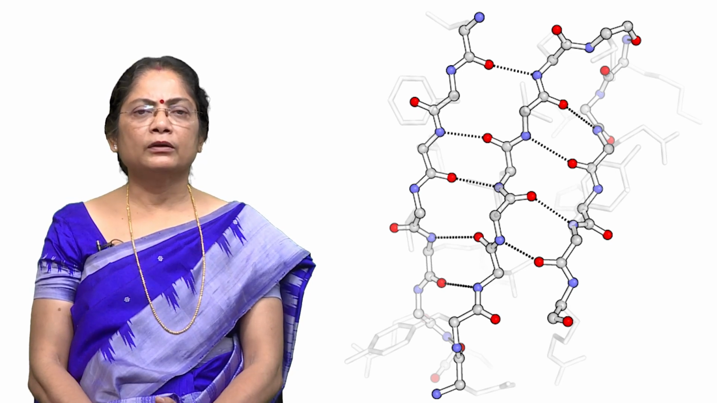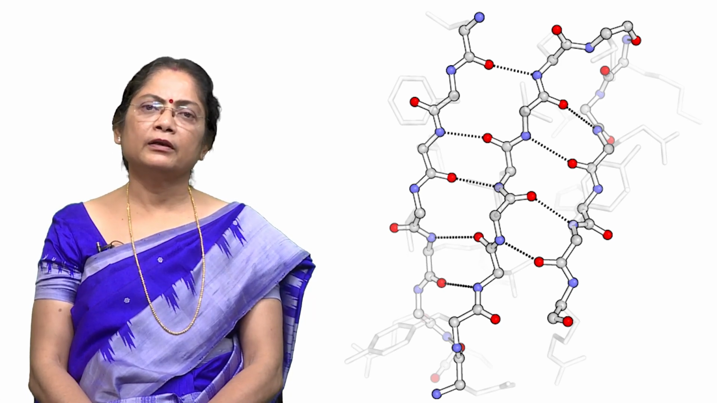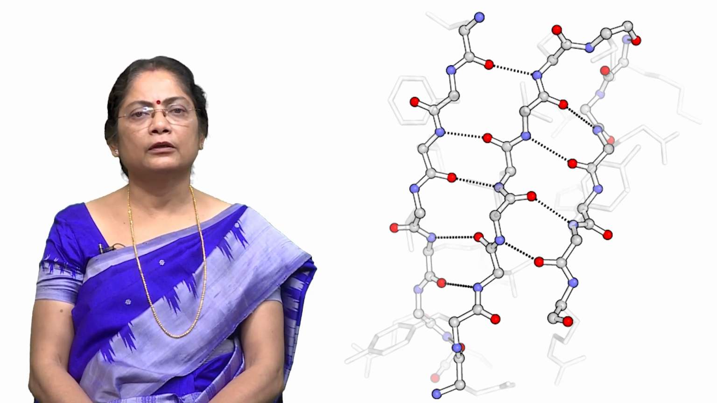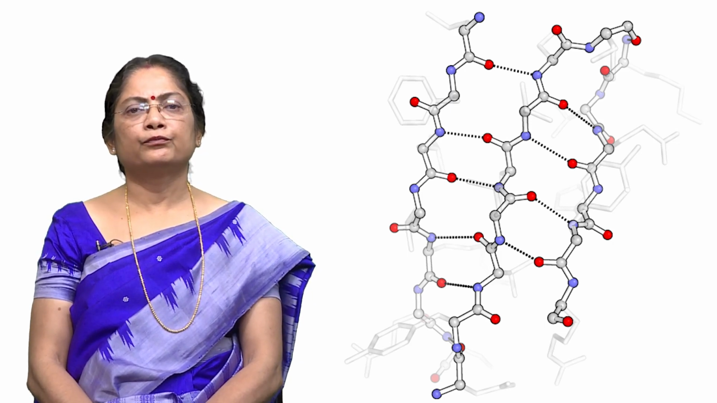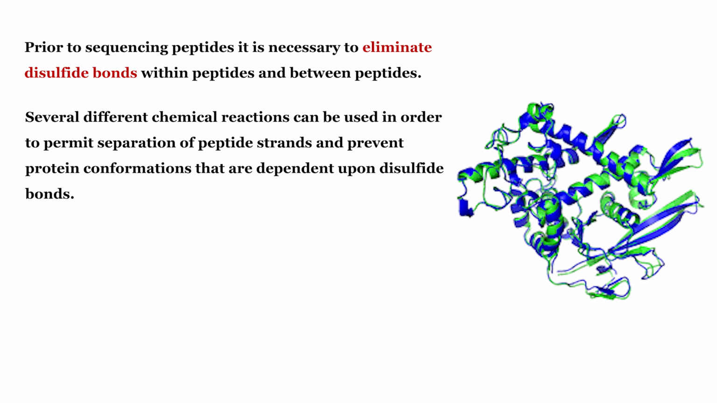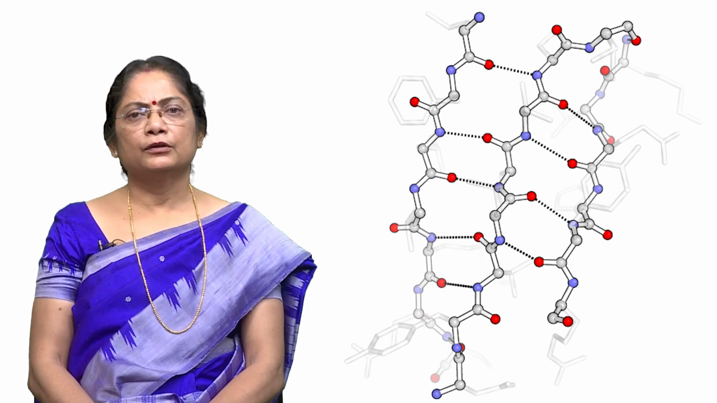If there is a quaternary structure of protein, the polypeptide chains may share disulfide linkages, because for sequencing of amino acids we require a linear chain of amino acids. So, all the bonds which fold the proteins should be disrupted. Several different chemical reactions can be used to permit separation of polypeptide strands and prevent protein conformations that are dependent upon disulfide linkages.